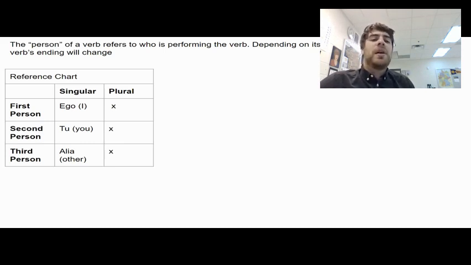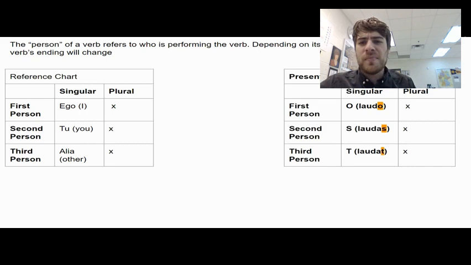So if a verb has a subject I, it's going to have a different ending compared to the same verb with the subject you. All right. Now, this is kind of a technical term, but if a verb is first person singular, then its subject is ego or I. If a verb is second person singular, its subject is tu or you. And then if a verb is third person singular, it's anything else. Anything else is third person singular.